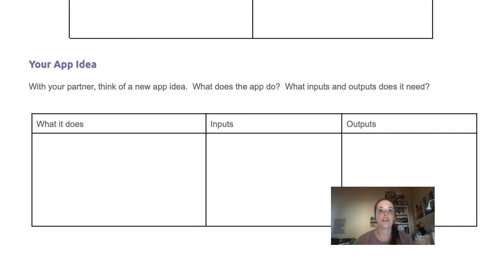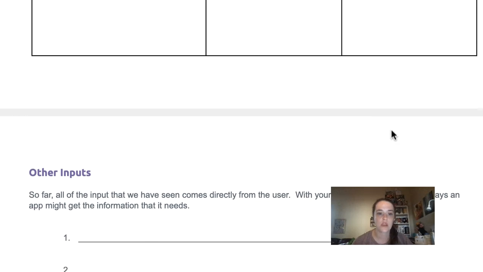Okay, so think about an app idea that you would create. Okay, you are going to try to come up with a new app idea. What does this app do? What inputs and outputs does it need? You're going to put that information here. What does it do? What are the inputs? What are the outputs? Okay?